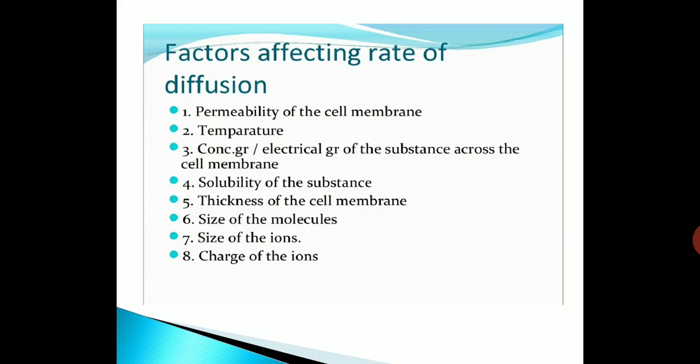Factors affecting the rate of diffusion. Number 1 is permeability of the cell membrane. Number 2 is temperature. Number 3 is concentration gradient and electrical gradient across the cell membrane. Fourth is solubility of the substance. Fifth is thickness of the cell membrane. Sixth is size of the molecules. Seventh is size of the ions, and last, the eighth, is charge on the ions.